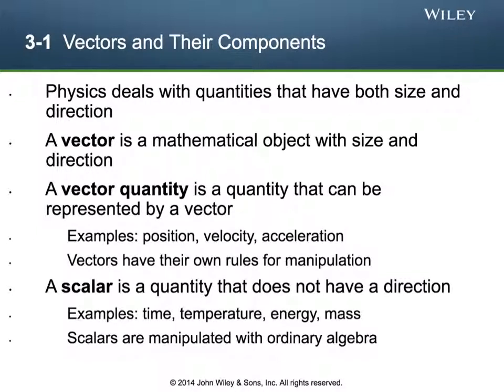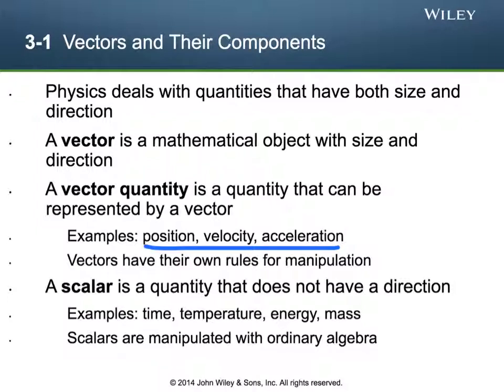The reason we have vectors is physics deals with quantities that have both magnitude and direction. And you may remember from your previous physics courses what quantities are vectors and what are scalars. And remember, a vector is a mathematical object with both size and direction. Some examples of vectors are position, velocity, and acceleration. Those are kinematic quantities that both have a magnitude and a direction.